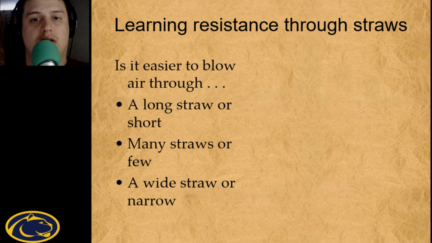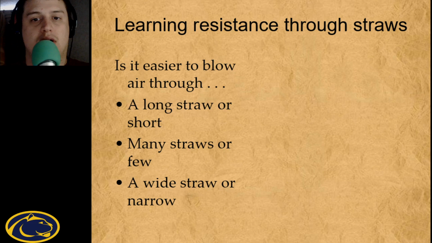A wide straw or narrow. A very wide straw you can push through really well because there's not very much resistance, but a narrow straw you can't push through as well, because you would have to blow for a more continuous, longer period of time to get the same amount of airflow through. Same is true for electricity. There is more current and less resistance in short wires with multiple paths and wide wires.